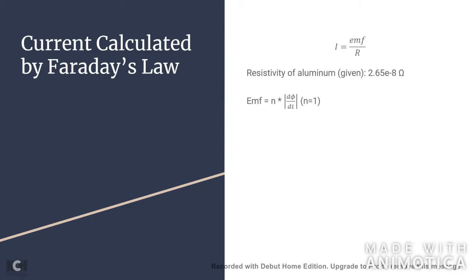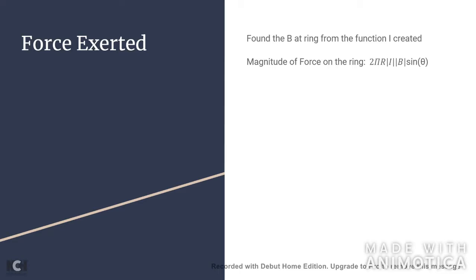I then calculated current through Faraday's law. I is EMF over R. The resistivity of aluminum was given as 2.65 times 10 to the negative 8 ohms. The EMF is N times the d flux dt, which we calculated in our previous slide. Here, N is equal to 1 because we are measuring each ring separately. I then found the B field at the ring from a function I copied from a previous lab. The magnitude of the force on the ring is 2 pi r times the magnitude of current times the magnitude of the field times sine of theta.